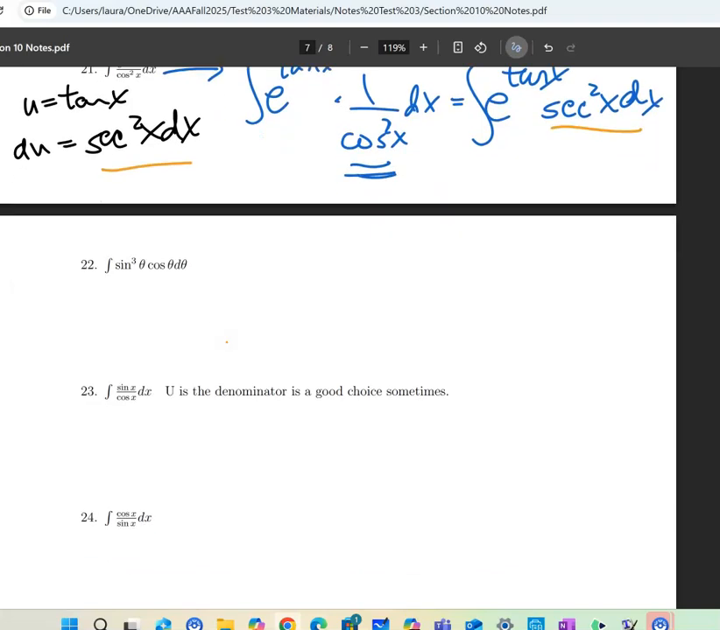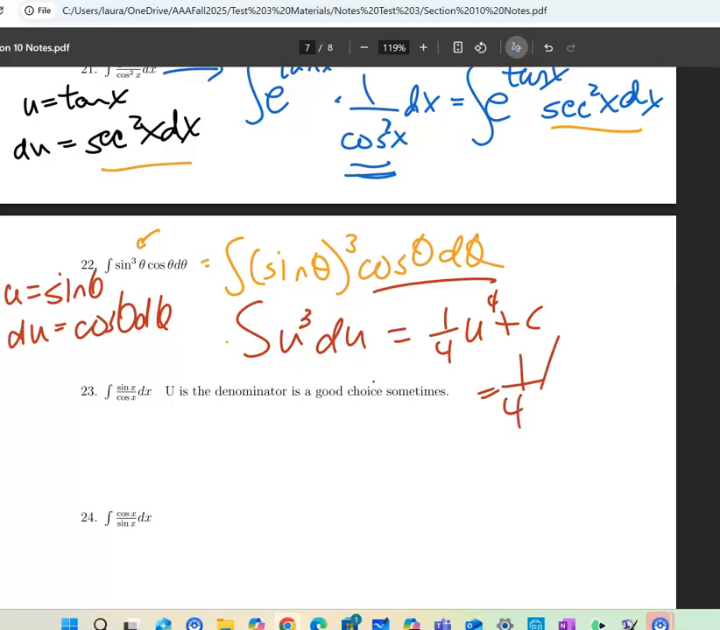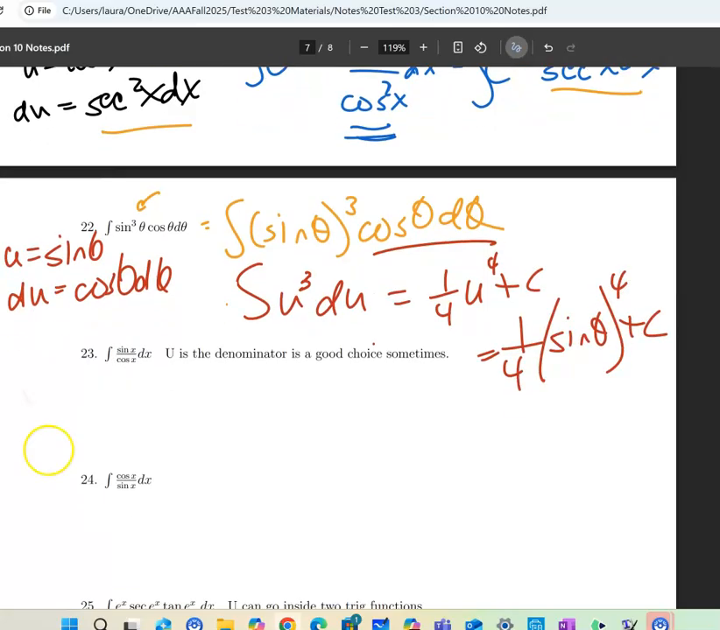Okay, you know that this cube here means that this whole trig function is cubed. All right, so I'm going to let u equal sine of theta, and then du will be cosine of theta d theta. Okay, so I get u cubed. Look at that, du. And so that gives me 1/4 u to the 4th, and then I put the thetas back in, to the 4th plus c.